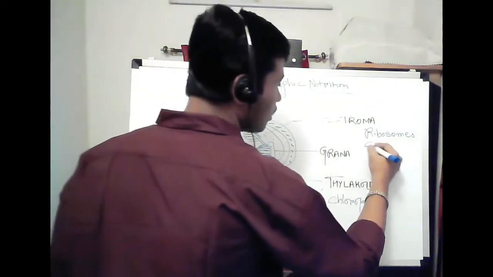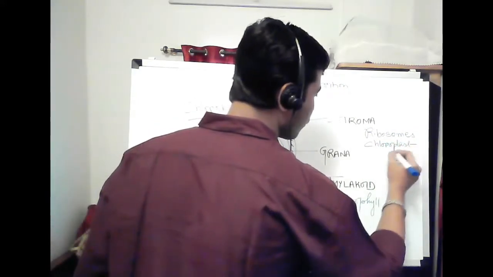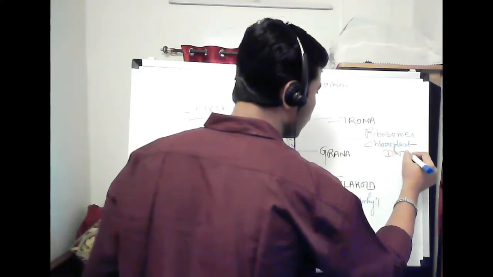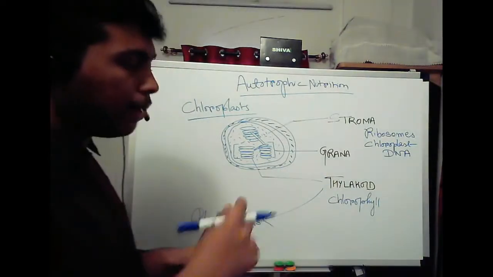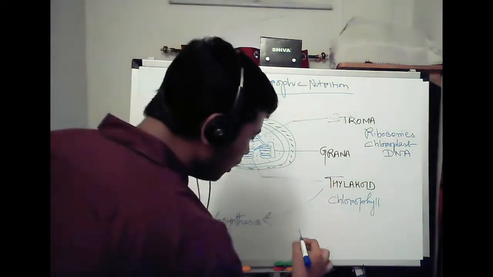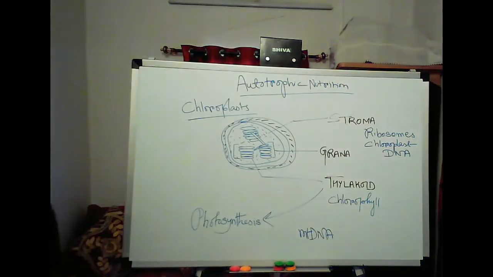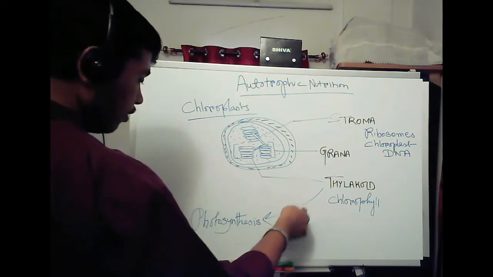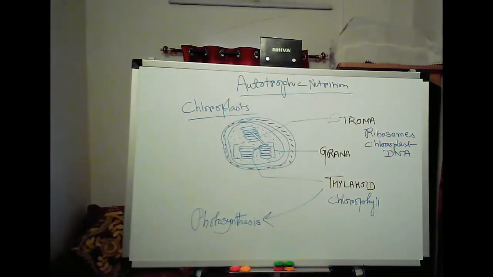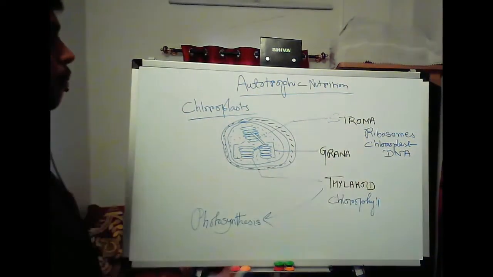Then chloroplast DNA. Chloroplast has its own DNA. Like in humans, my mitochondria has its own DNA known as mt DNA, small m, small t DNA. mt DNA is the mitochondrial DNA. This is something which I will be discussing in the evolution chapter. And similarly, chloroplasts have their own DNA, because that's the difference between animals and plants. In animals, we have mitochondria. In plants, we have chloroplast.